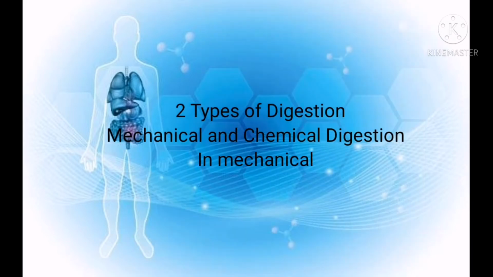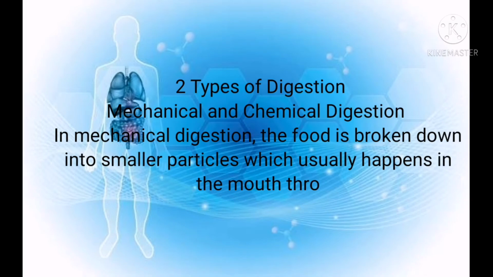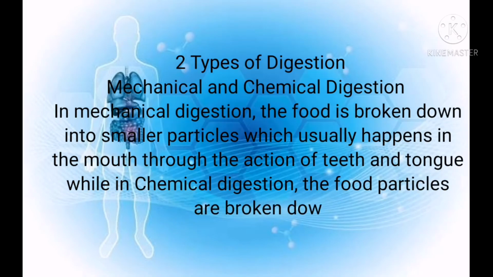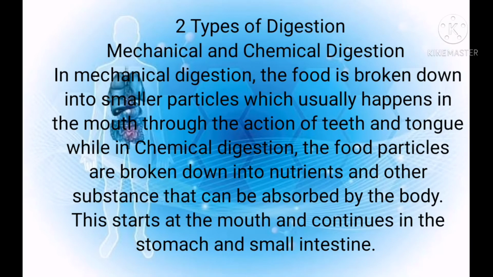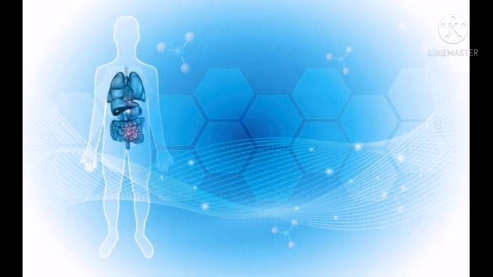There are two types of digestion. These are mechanical and chemical digestion. In mechanical digestion, the food is broken down into smaller particles, which usually happens in the mouth through the action of teeth and tongue. While in chemical digestion, the food particles are broken down into nutrients and other substances that can be absorbed by the body.